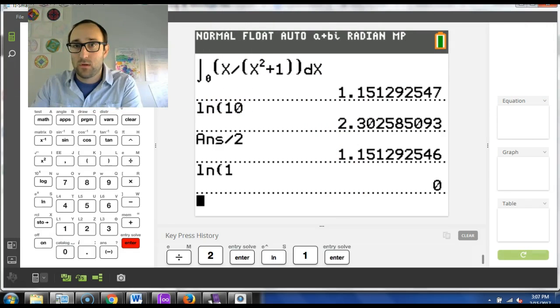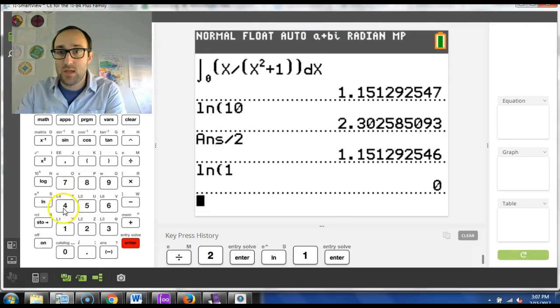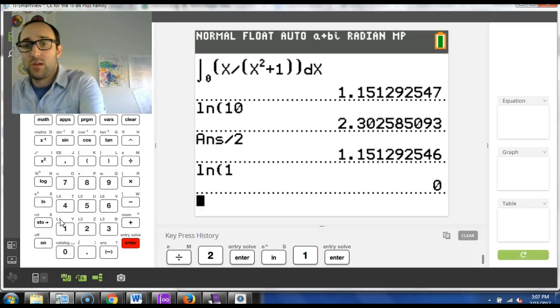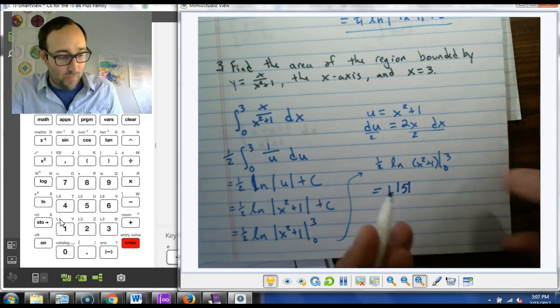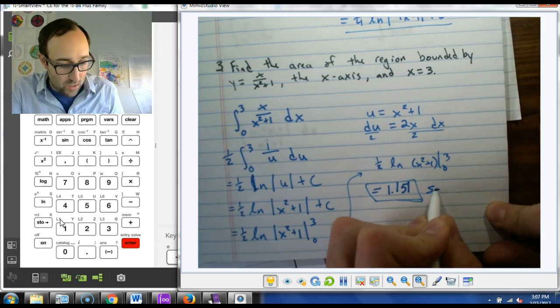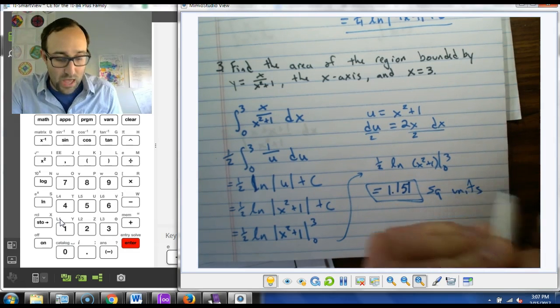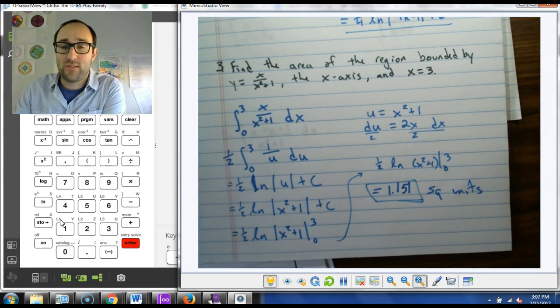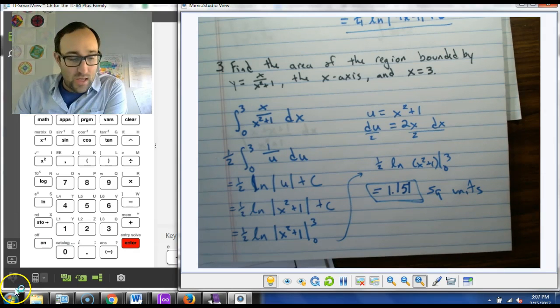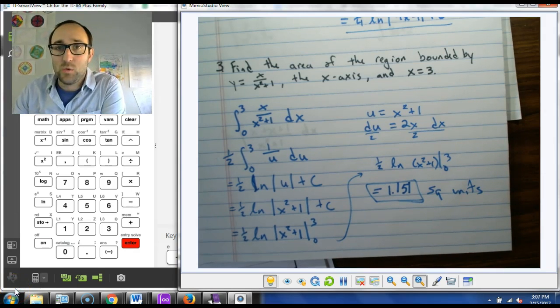Okay? Let's see if I can keep on moving over here. Yay, there I am. Okay, so there we go. There is your answer. There is your solution. About 1.151 square units, whatever our units happen to be. Alright, so I'm going to have you stay tuned for a few more example problems on how to use integrals and some of these transcendental functions.